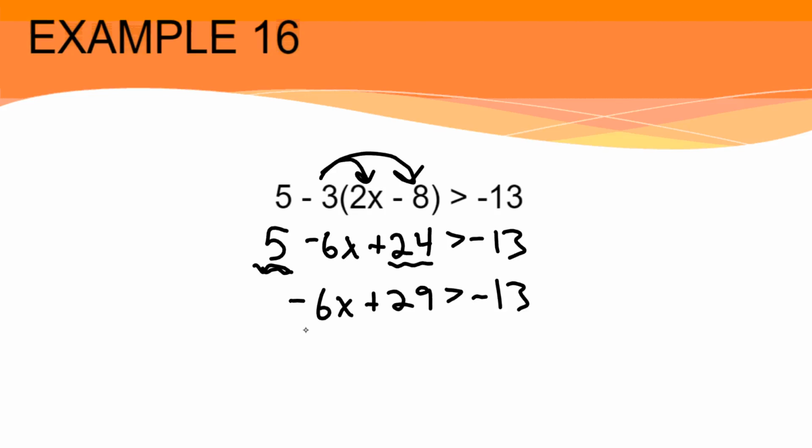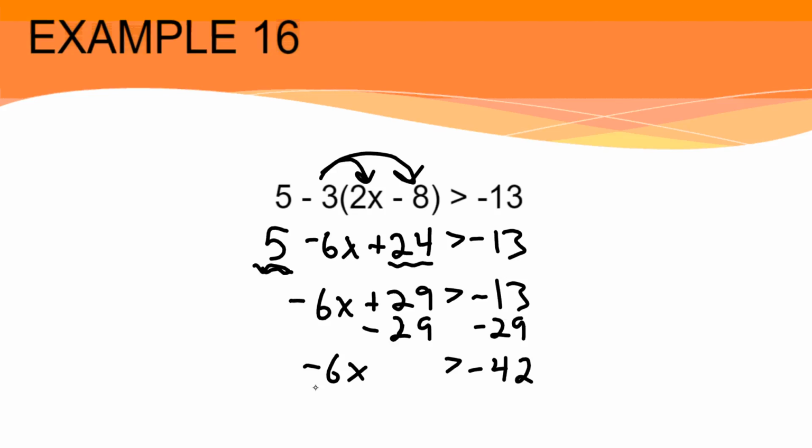Now, I have x's on the left and numbers on both sides. So I'm going to move my 29 so that I have all the numbers on the right since the x's are on the left. I'm doing the inverse operation of adding 29, which would be subtracting 29. That way it cancels, so I just have negative 6x. On the right-hand side, I had a negative number and I'm subtracting 29, or adding a negative 29, so either way the signs are the same. I'm going to keep the sign negative and just get a total right here, which would be negative 42.